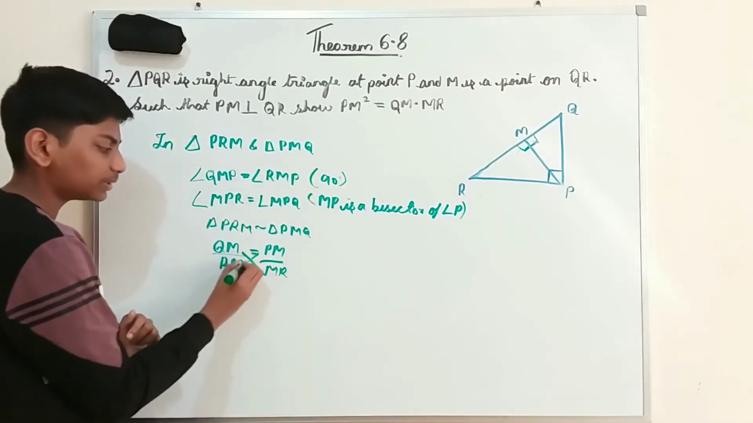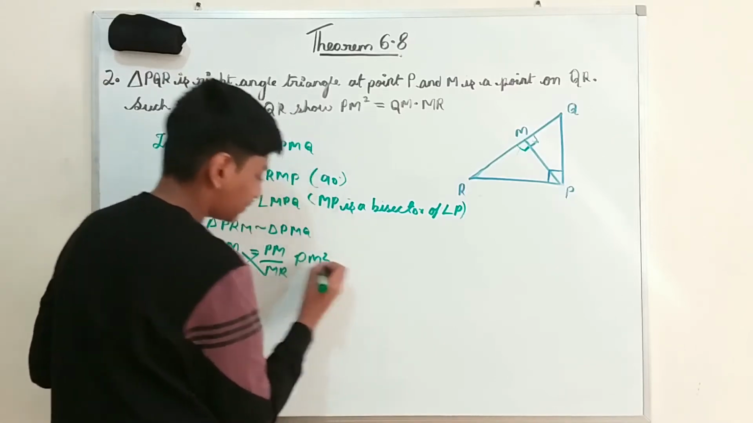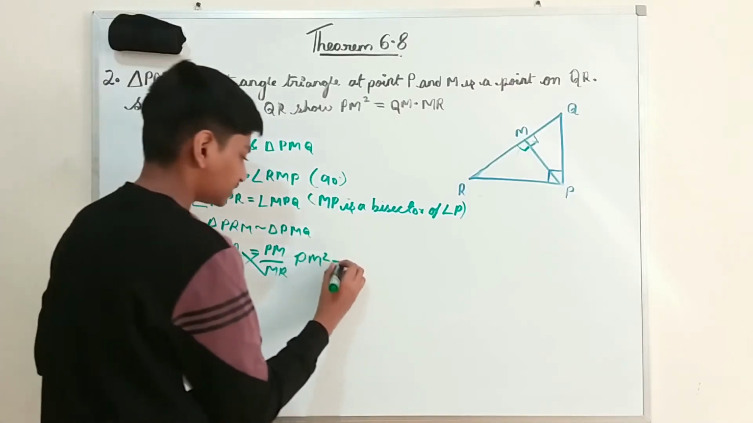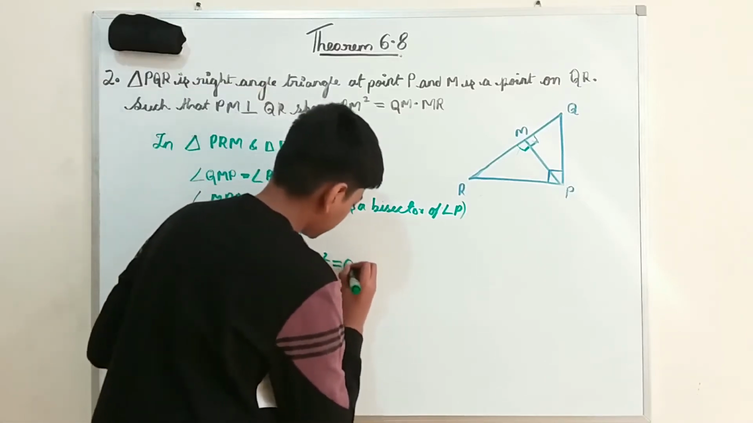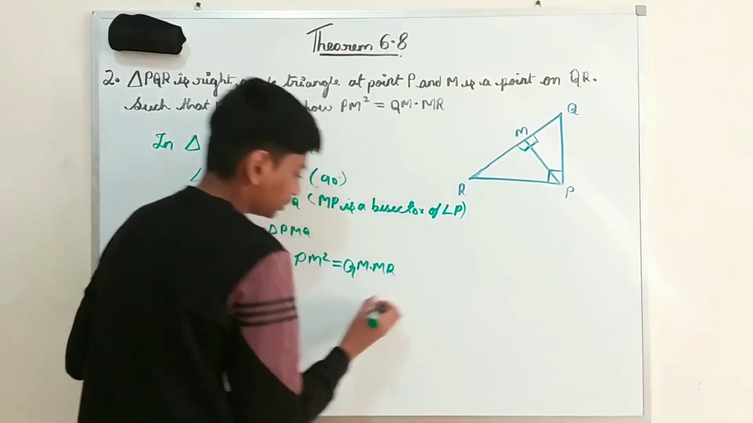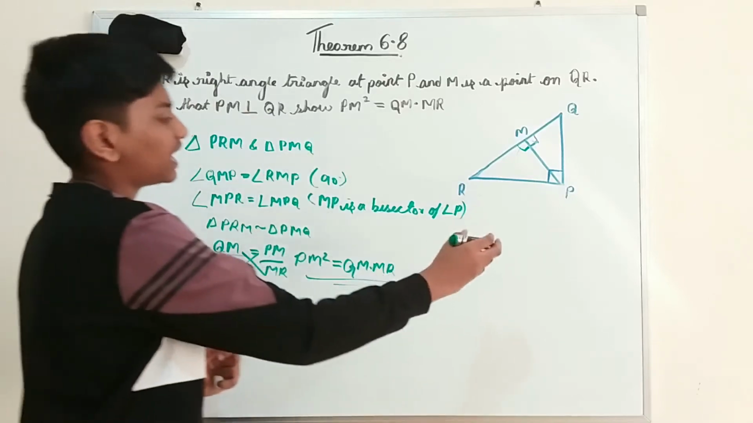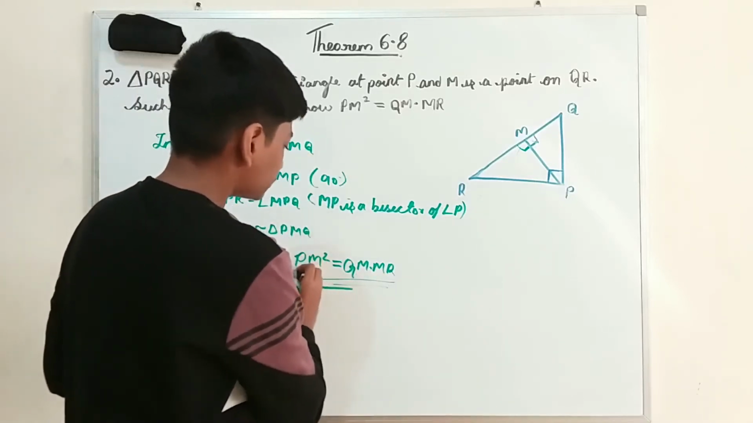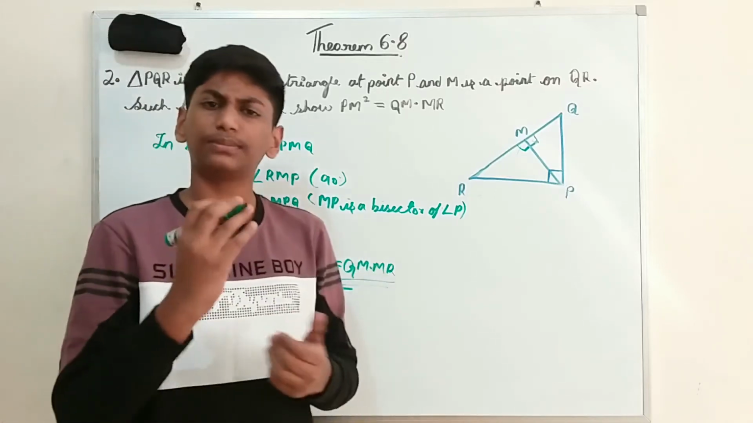If I just cross multiply them, what am I getting? I'll get PM into PM as PM square, which is equal to QM into MR. So I proved that PM square is equal to QM into MR by just showing that the triangles are similar.